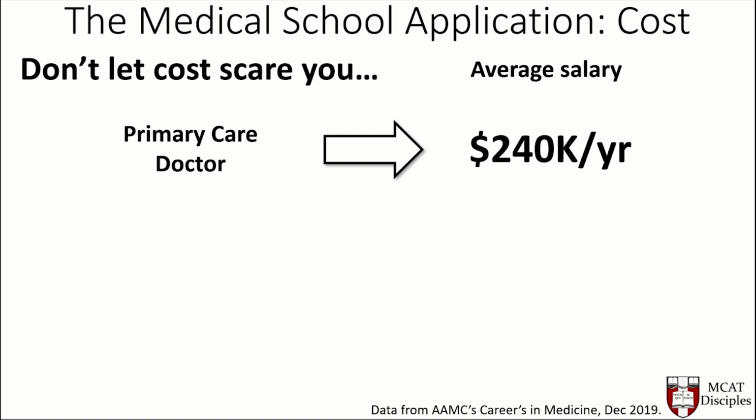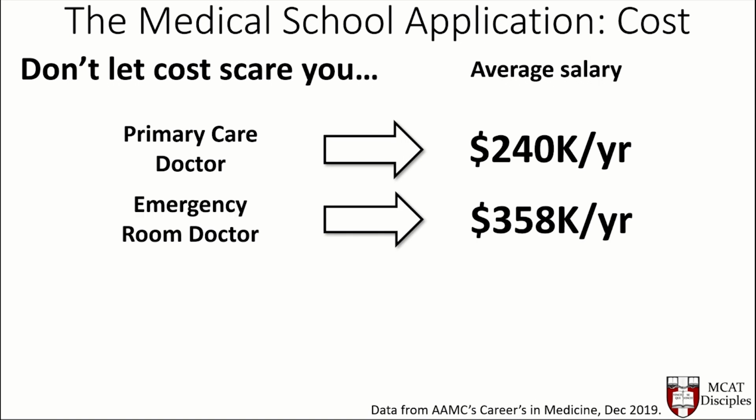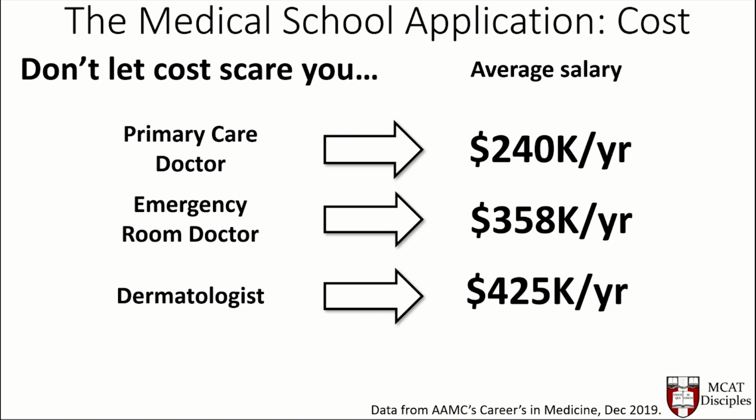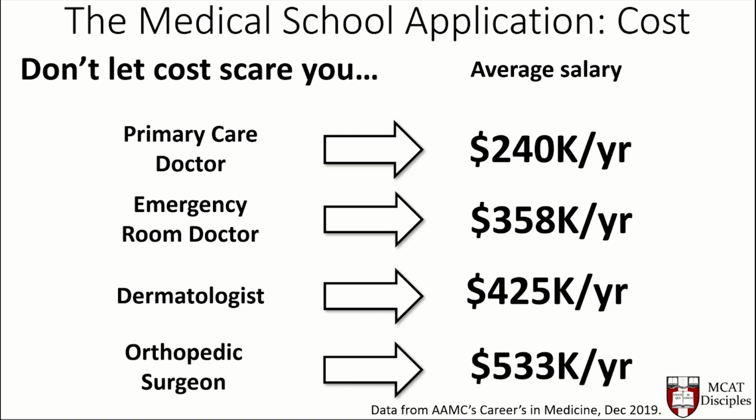A primary care doctor on average makes $240,000 per year. An emergency room doctor makes on average $358,000 per year. A dermatologist $425,000 per year, and an orthopedic surgeon on average $533,000 per year.